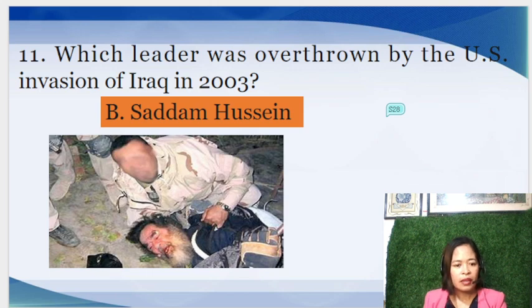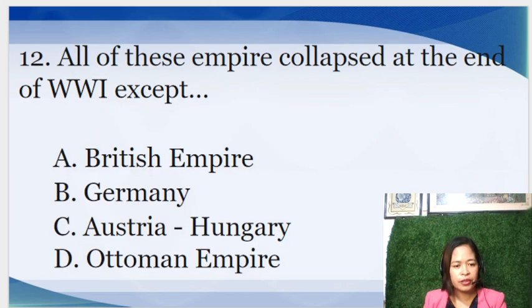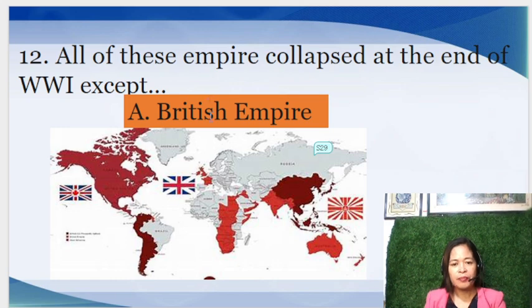Now we go to question number 12. All of these empires collapsed at the end of World War One, except A. British Empire, B. Germany, C. Austria-Hungary, and D. Ottoman Empire. The answer is British Empire. So all of those empires collapsed except the British Empire.